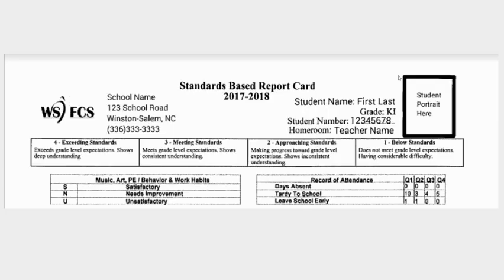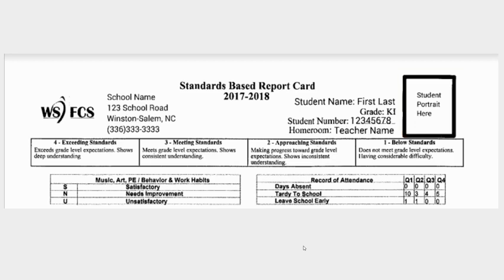At the top of each report card, there is some important information. First of all, you'll see information about your school, the address as well as the telephone number. You should also see information about your student at the top of the page, their name, their school number, and then their homeroom teacher's name. You may also see a student portrait in the top right-hand corner as well.